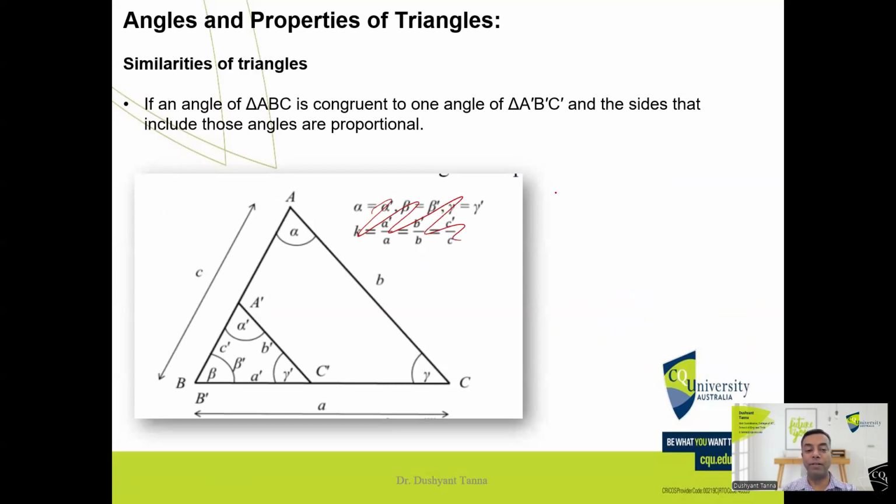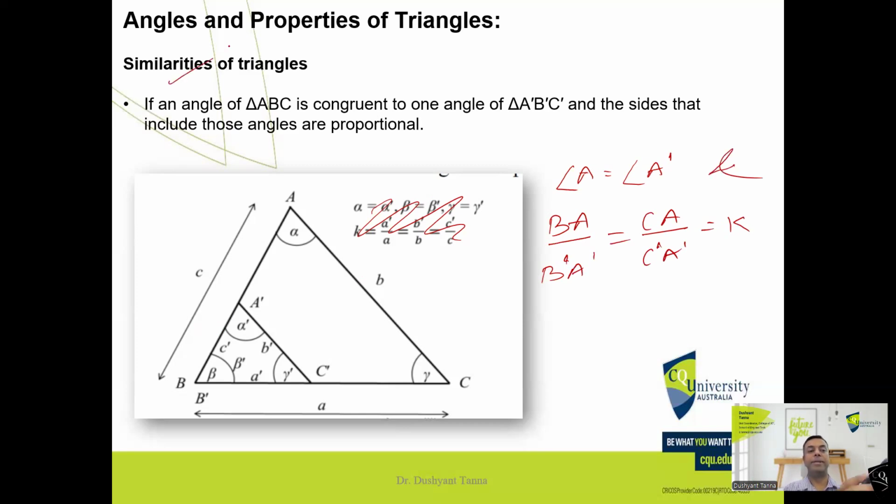What we are saying, it's the same figure. So for example, angle A is the same as angle A dash, right? And the sides which cover this angle, that is BA and CA, are proportionate to the sides of the other triangle. Then also we say that the triangles are similar. That's the third condition.